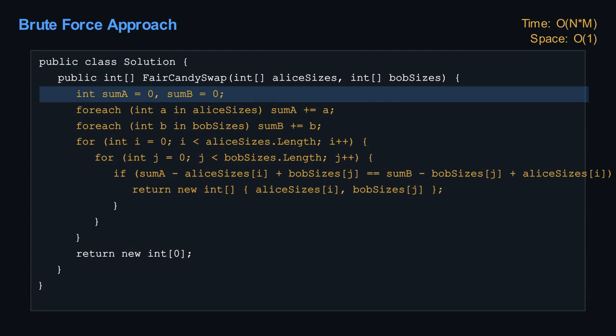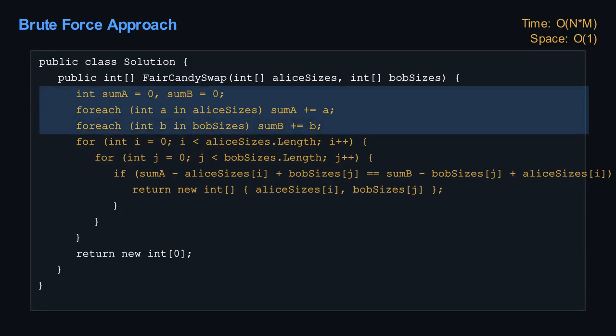We pick Alice's very first candy. Then, we go through all of Bob's candies one by one. For each of Bob's candies, we imagine swapping it with Alice's chosen candy. After each imaginary swap, we calculate Alice's new total and Bob's new total. Alice's new total would be sumA, minus the candy she gives away, plus the candy she receives from Bob. Bob's new total would be sumB, minus the candy he gives away, plus the candy he receives from Alice. If these two new totals are equal, we've found our pair, and we can immediately return those two candy sizes.